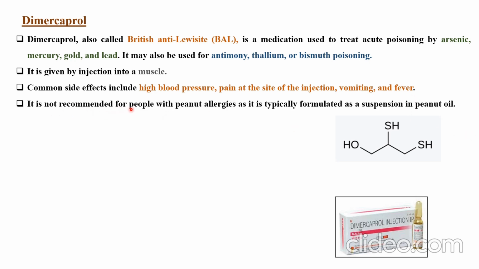It is not recommended for people with peanut allergies as it is typically formulated as a suspension in peanut oil. So what do I mean to say about dimercaprol? The vehicle used in the preparation of this injection is peanut oil. Peanut oil is nothing but groundnut. So if you see in the human population, there will always be intra-species variation. What do you mean by variation? It is that no two individuals are the same. Certain individuals, there will definitely be some basic skeleton of a human.